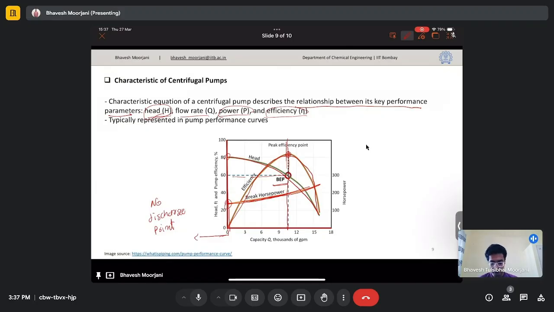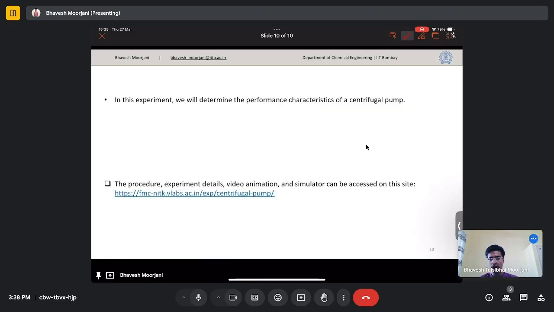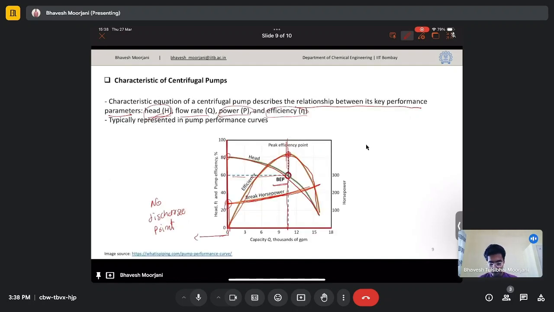So these characteristics are very useful to decide the use case of any pump. So we should know at what flow rate we can operate the pump, where we can get the maximum efficiency, what will be the power requirement for a pump. So in this experiment, we will perform an experiment on a centrifugal pump. We will run the pump at various conditions and find the head developed, compute the flow rate, and compute the power requirement of the pump.